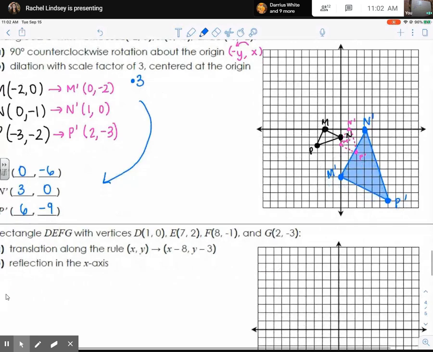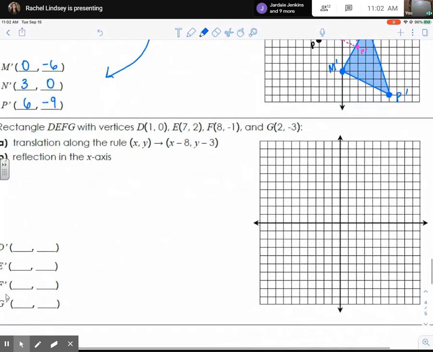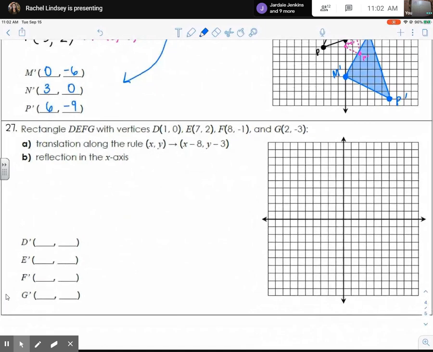So, for number 27, I'm going to go ahead and plot my original point.